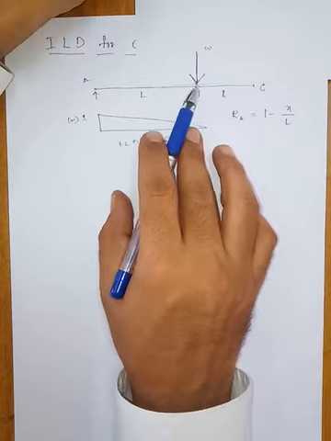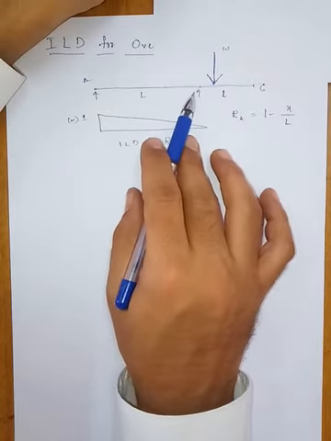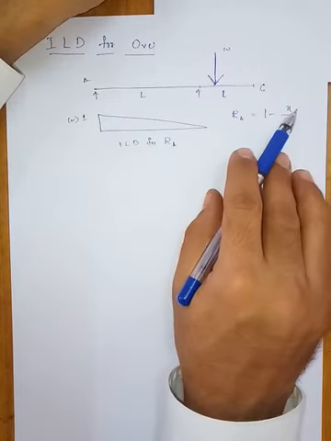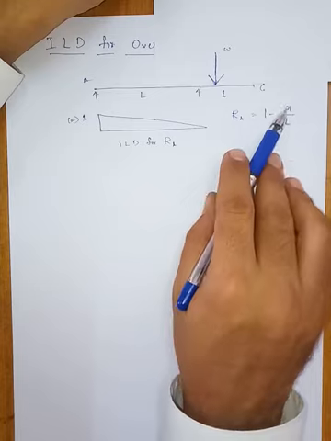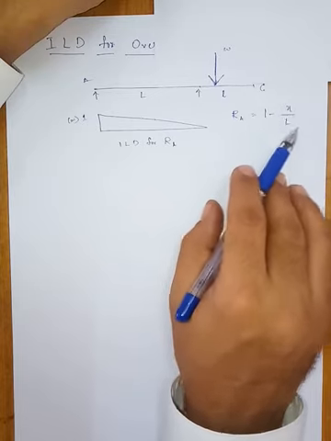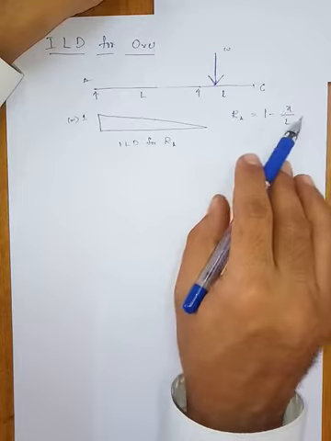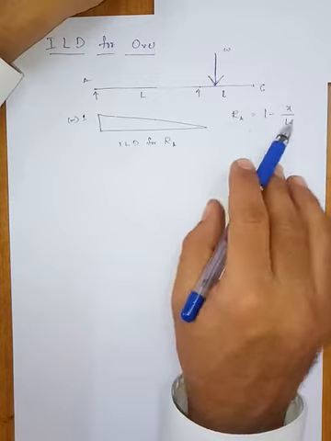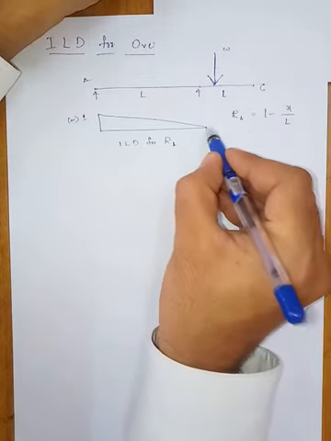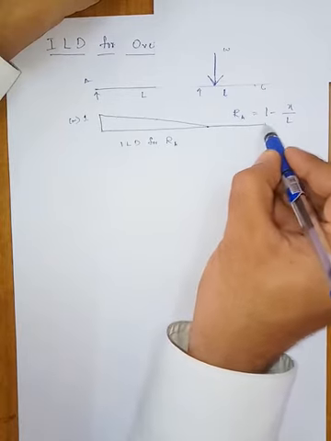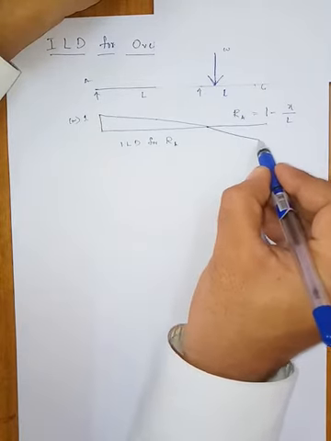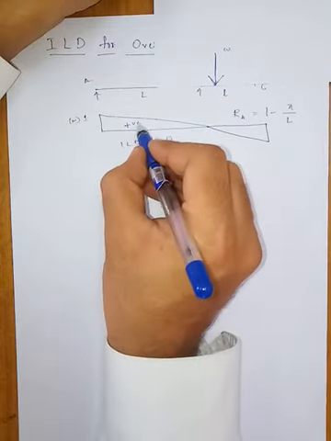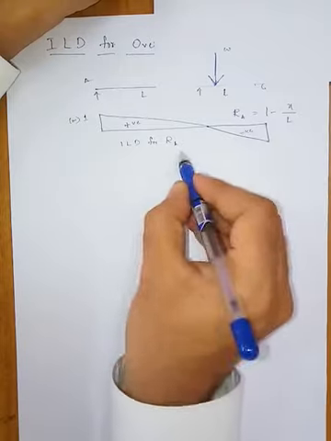So what if the load moves beyond B, where x is more than L? This becomes L plus something upon capital L, so this term would be more than 1. So 1 minus a term more than 1 becomes negative. So the RA value becomes less than 1 and moves to the negative side. I'll extend it till C. This is positive, this is negative. This is the ILD for RA.